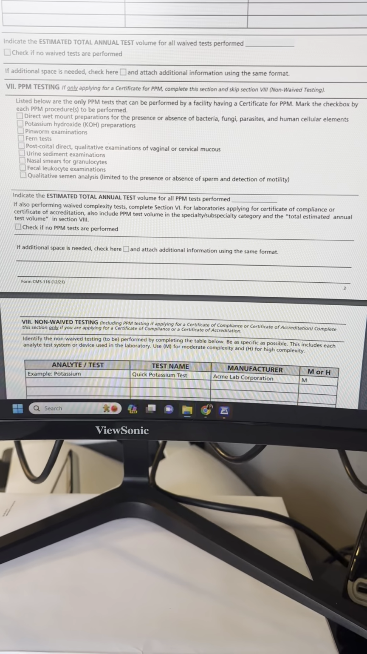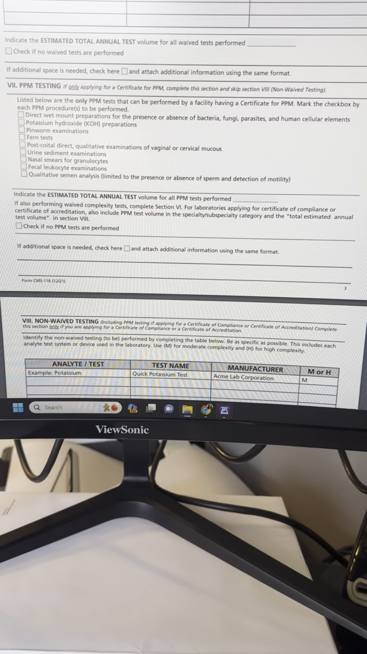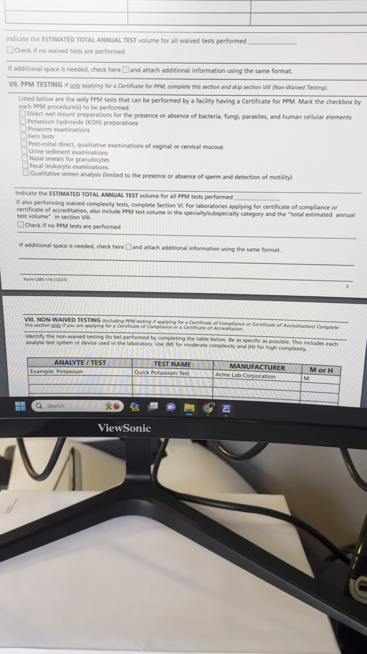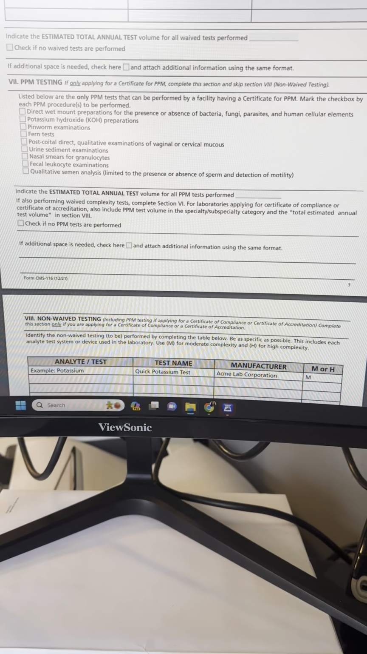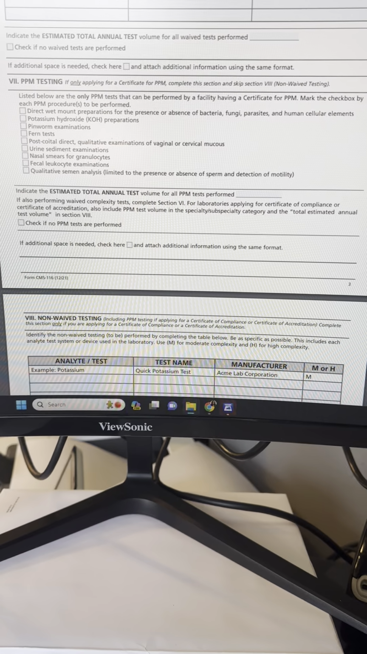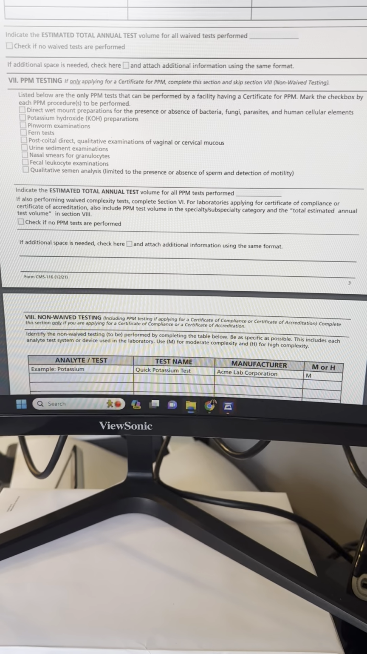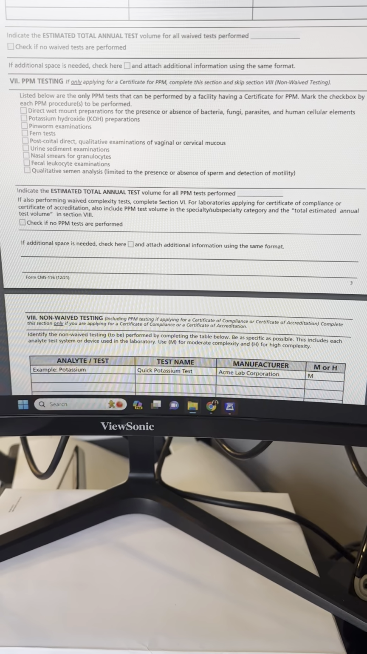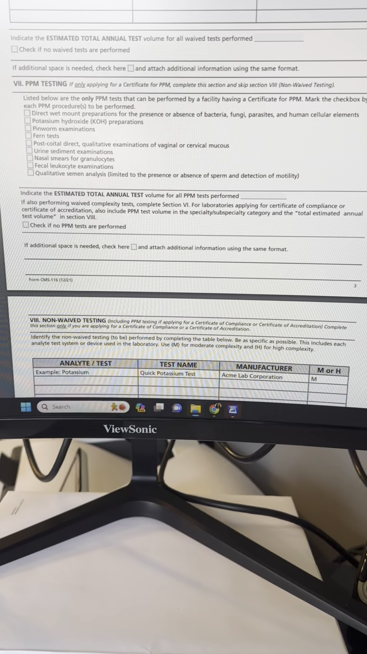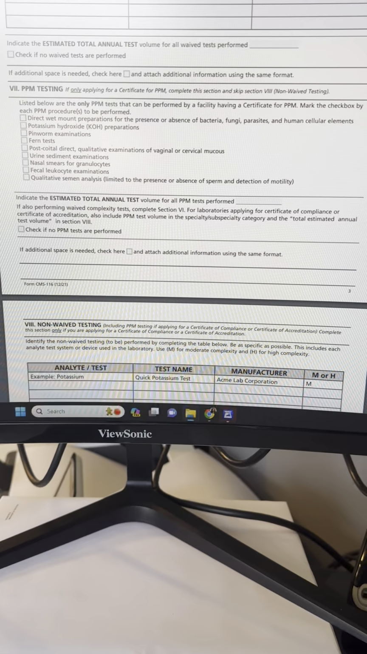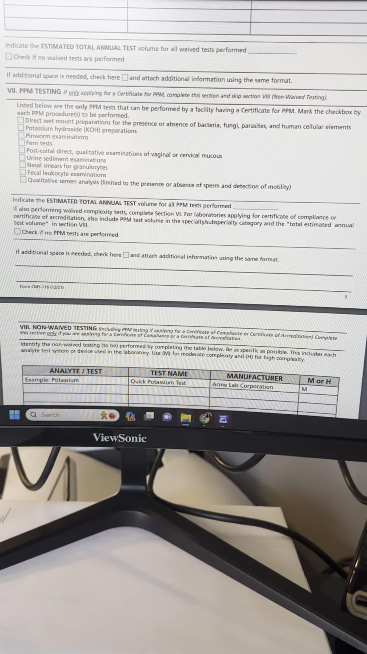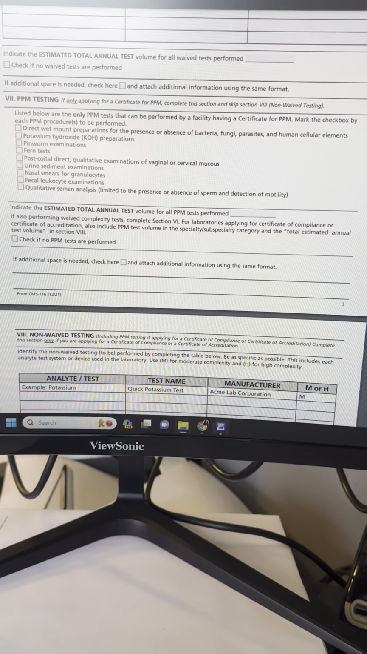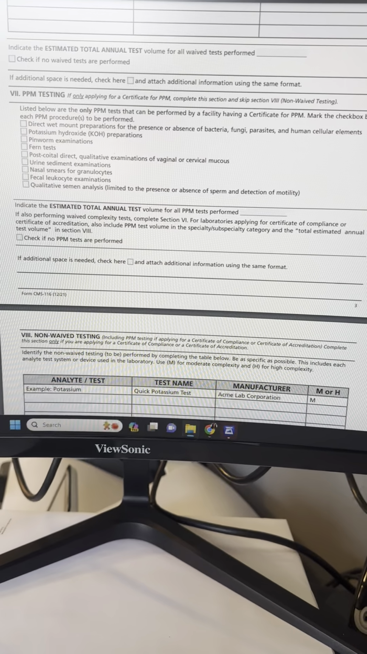PPM, remember I said that that was in the provider's office. So if you are outside of a provider's office, this does not pertain to you, and skip down to the next section. If you're in a provider's office or a laboratory, standing laboratory that has the appropriate devices and test machines, go ahead and read that and figure out which one you should check.